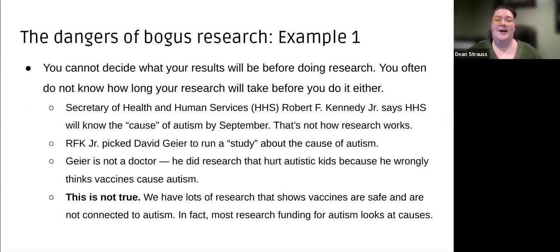RFK Jr. picked a man named David Geyer to run a study about the cause of autism. But it's important to know that Geyer isn't a doctor, and he did research like this in the past that hurt autistic kids because he wrongly thinks that vaccines cause autism. We know that's not true. We have a lot of research that shows vaccines are safe and not connected to autism. And in fact, most of the research funding for autism looks at something called causation, which is the causes of autism. So this is an area we have a lot of information on.